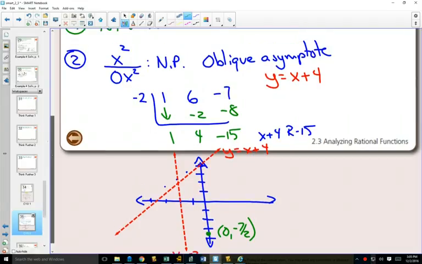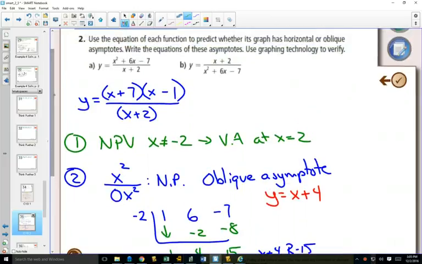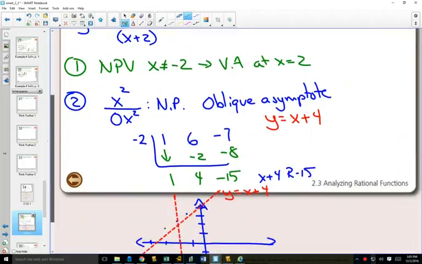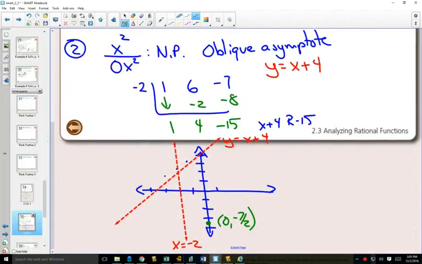If you want to find your x-intercepts, well, that would be making our fraction, our y value, equal to 0. The only place that a fraction is equal to 0 is if your numerator is equal to 0. So our x-intercepts are going to be at 1 and -7.